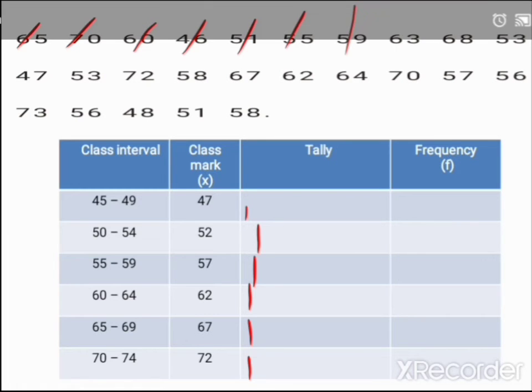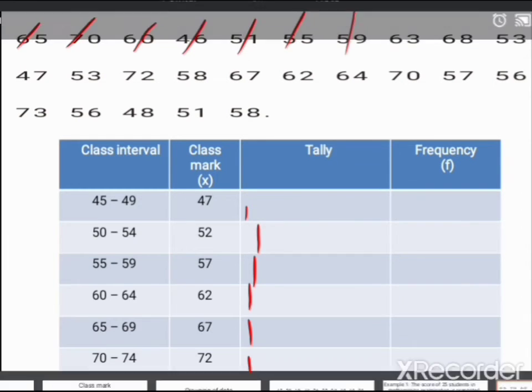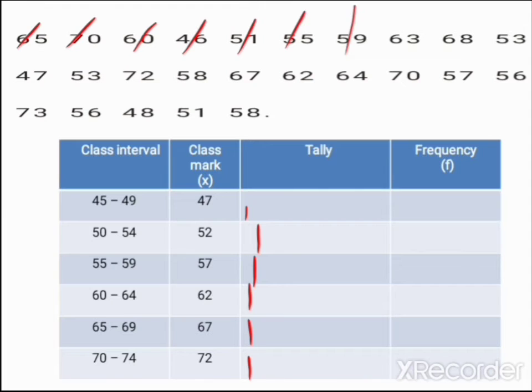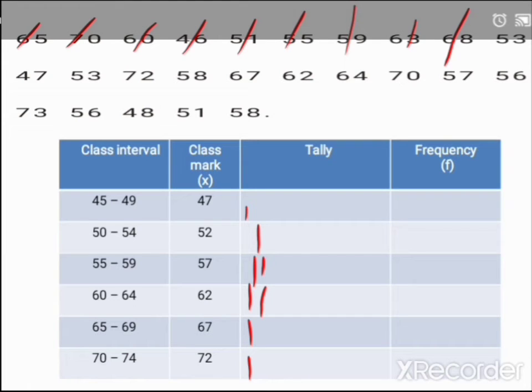The next one is 59. 59 falls into which class? The third class also, I put another mark there. That's 2 in that class now. The next one is 63. 63 falls into the fourth class, I put a mark there. That's 2. The next one is 68. 68 falls into the second to last class, I put a mark there. That's 2 in that class already.